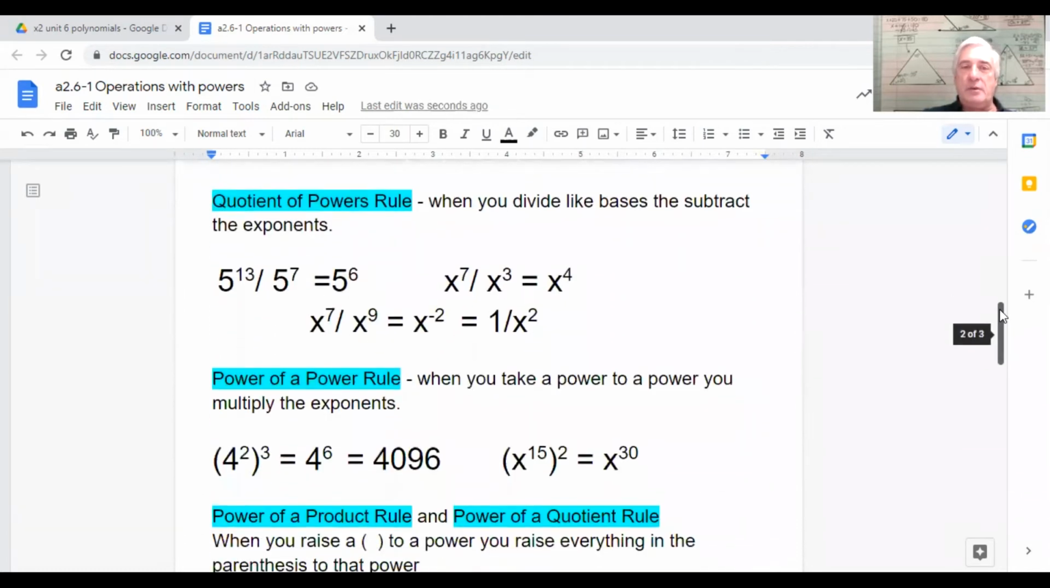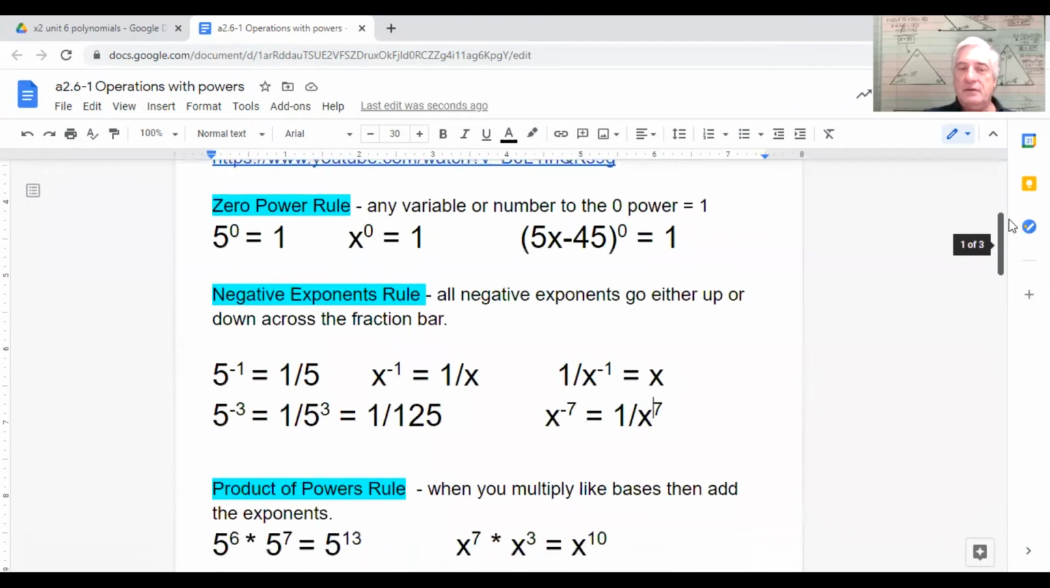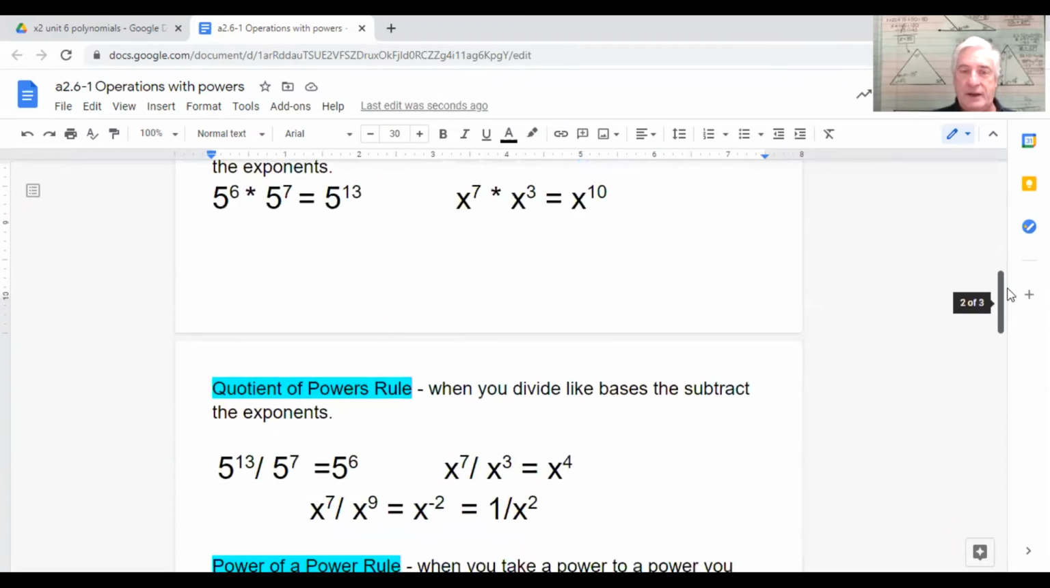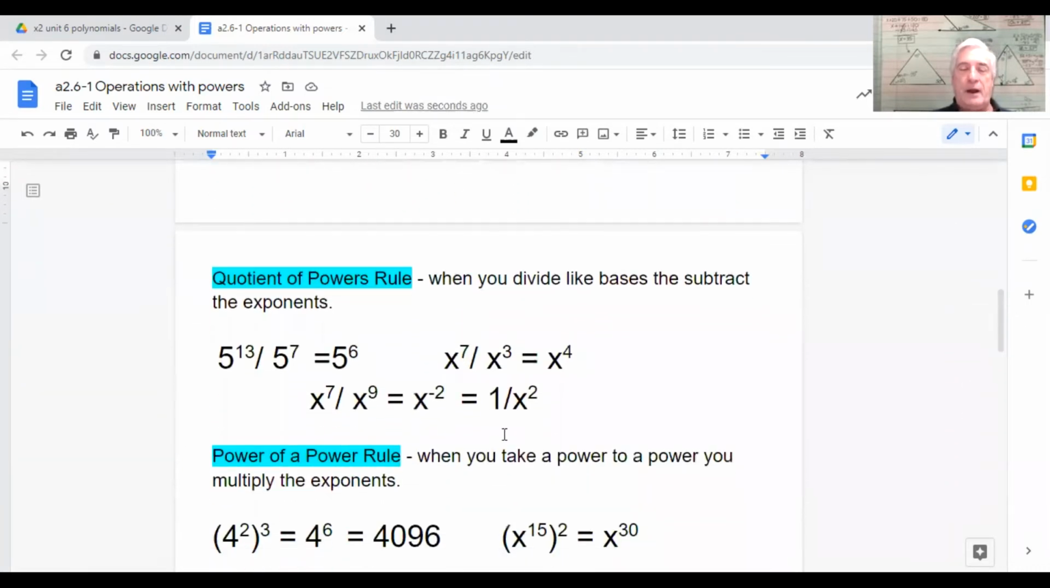Next, I have the quotient of power rule. This is the product of power rule. What do you think the quotient of power rule is? If you multiply like bases, you add the exponents. What do you think happens when you divide like bases? Yep, that's right. You're going to end up subtracting the exponents. The quotient of power rule: when you divide like bases, subtract the exponents.